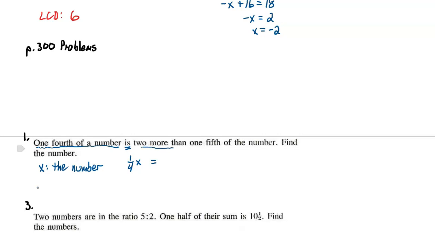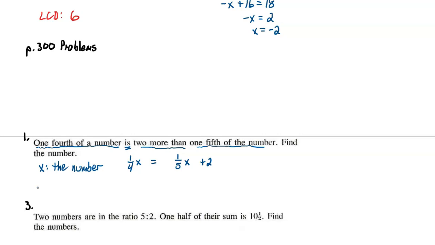Now, 2 more than something is when you add 2 to something. Now, what are we adding the 2 to? Let's read further. 1/5 of the number. That's 1/5 x.